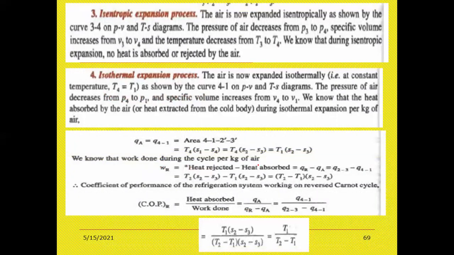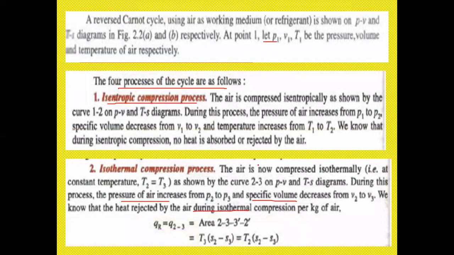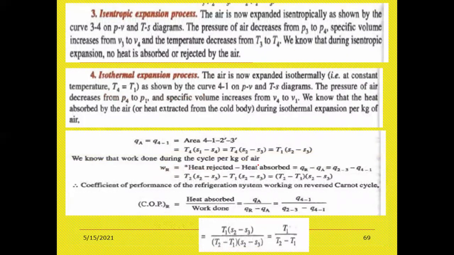Next, the third one is the isentropic expansion process. So what are the first 2 cases? Isentropic compression process, then isothermal compression process. Here, isentropic expansion process, isothermal expansion process. Only the thing is isentropic, isothermal. So what's happening in the third case? The air is now expanded isentropically on the curve 3-4.